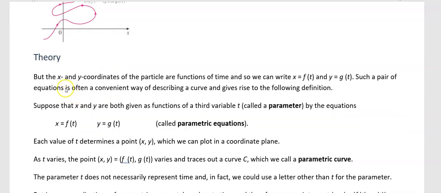But, and here's the neat part, the x and y coordinates of the particle are functions of time. And so we can write x as f of t and y as g of t. Such a pair of equations is often a convenient way of describing a curve, and it gives rise to the following definition. Suppose that x and y are both given as functions of a third variable, t. This t is called a parameter.